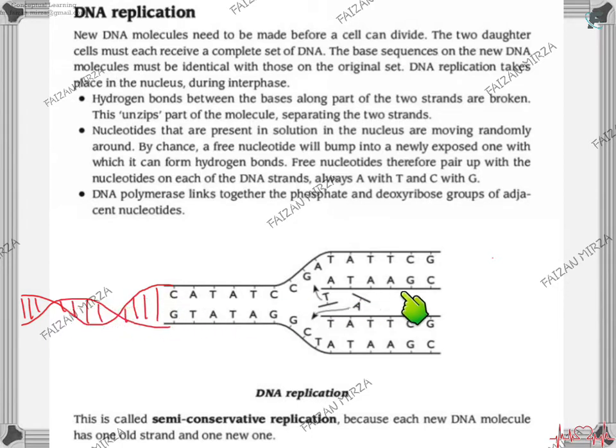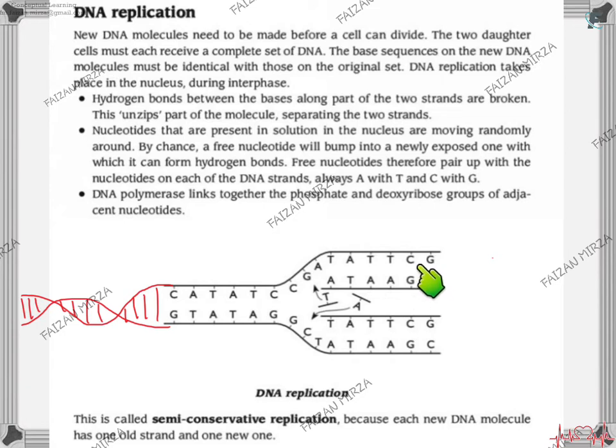When it starts to unwind, the bonds between these complementary bases are broken by the enzyme helicase. It starts to break these bonds, and the helix is released. These strands become separated. Free nucleotides of DNA which are roaming around in the nucleus would come and start pairing up against these exposed ends.